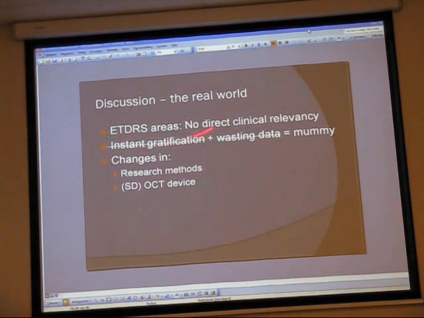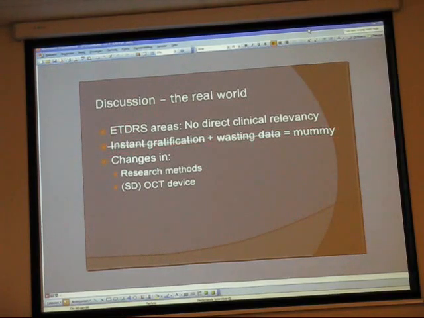what is the real clinical relevancy of analyzing the separate ETDRS areas instead of the congregated areas? Because physicians look at the inner ring, as I have heard, and not at the separate areas. Well, I have to say it has no direct clinical relevancy. And then you may ask yourself, then what's the use?